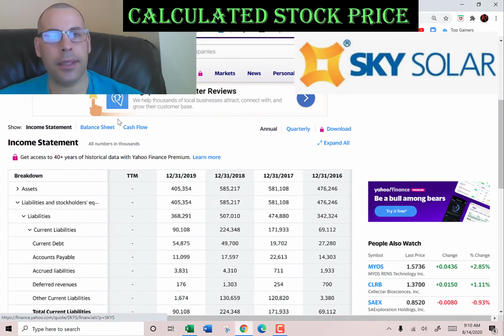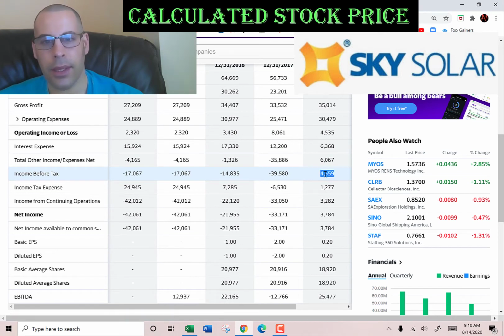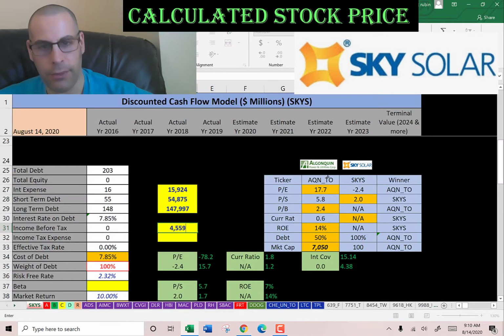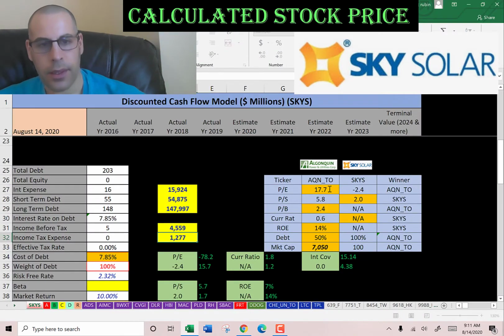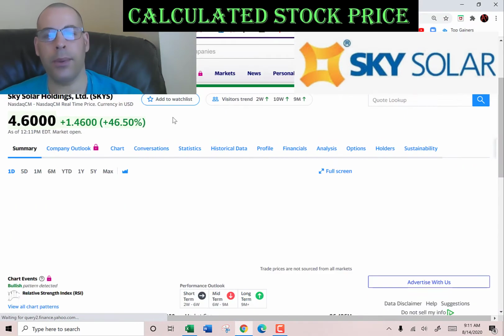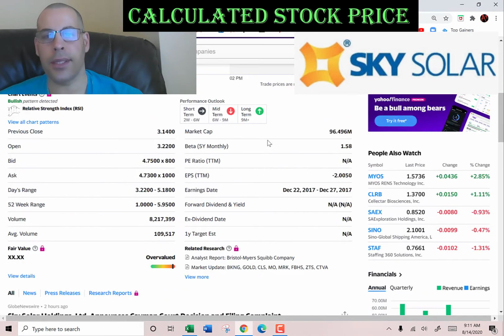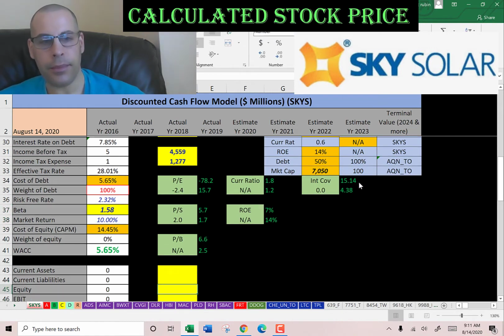Interest payments are tax deductible, so let's get their effective tax rate. We'll go back to 2016 when they made a profit. Their income before tax is $4.5 million. Their income tax is $1.3 million. So the effective tax rate is 28%. The cost of debt is 5.7%. To get the cost of equity, we need the beta. That's how volatile the stock is. 1.58 beta, so the stock moves about 1.5 times the market.